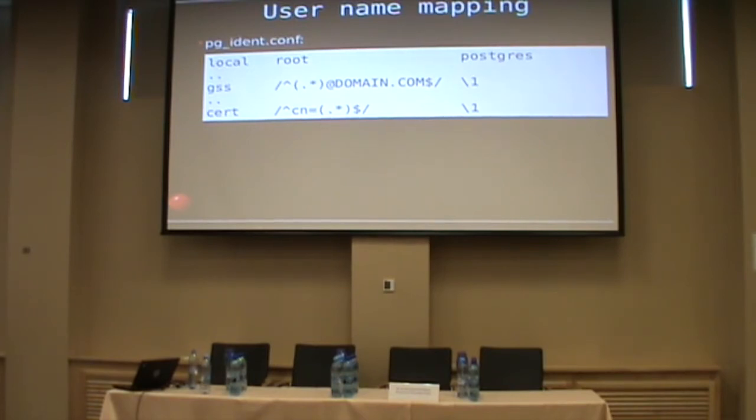Now we have another map. Obviously the idea here, which also doesn't entirely fit on the slide, is that your local map usually has more than one row in it. Your GSS map might have more than one row in it, etc.